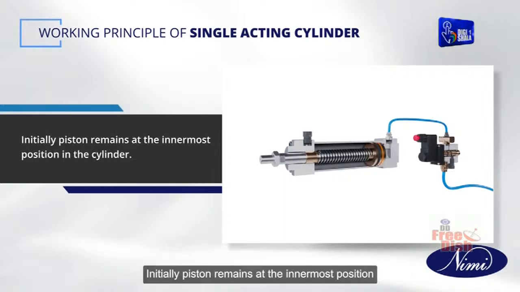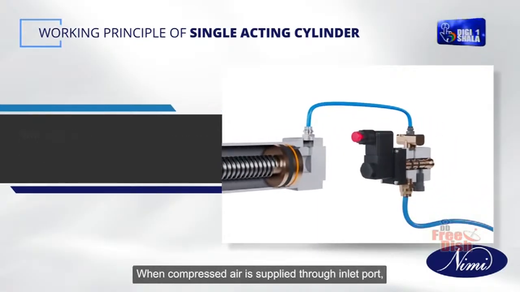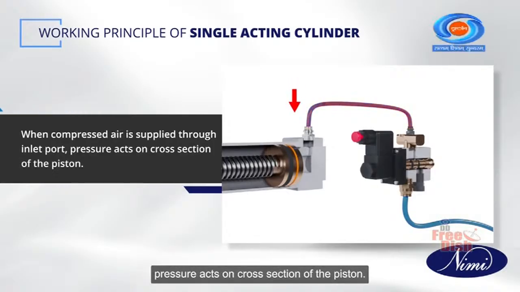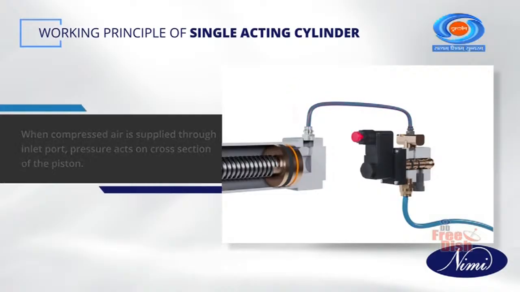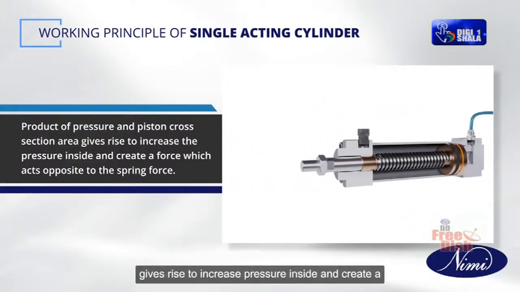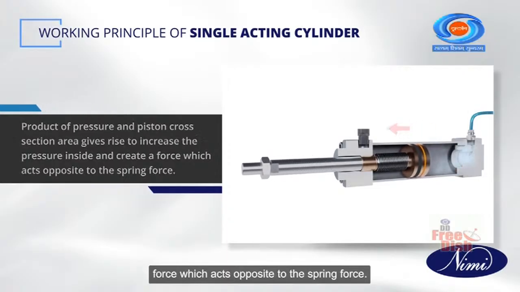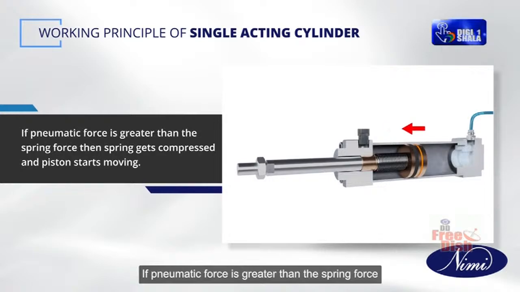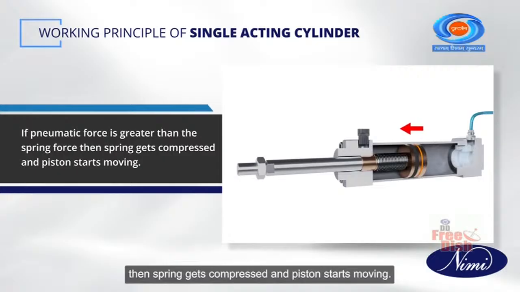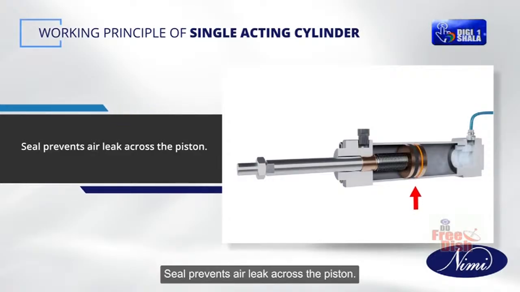Initially, the piston remains at the innermost position in the cylinder due to spring force. When compressed air is supplied through the inlet port, pressure acts on the cross-section of the piston. The product of pressure and piston cross-section area creates a force that acts opposite to the spring force. If the pneumatic force is greater than the spring force, then the spring gets compressed and the piston starts moving. The seal prevents air leak across the piston.